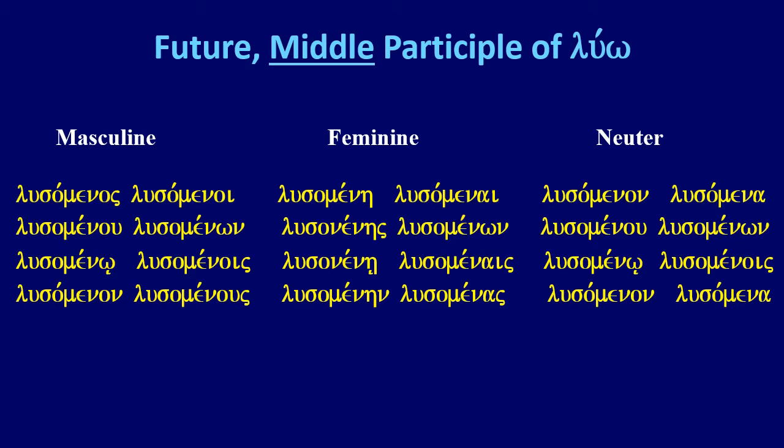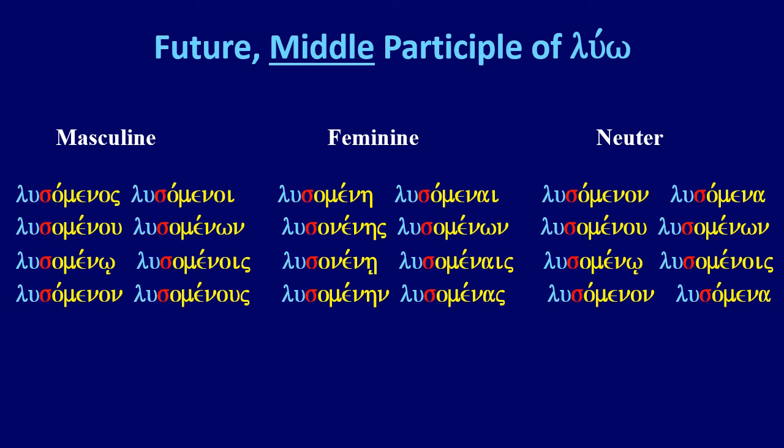And just to fill out our paradigms here, here's the future middle participle paradigm. And again, the only difference here is the addition of the sigma. You should already know from present, middle, and passive participle forms of luo that it has the same spelling as the present, middle, and passive participles, except now here you've got the addition of sigma.